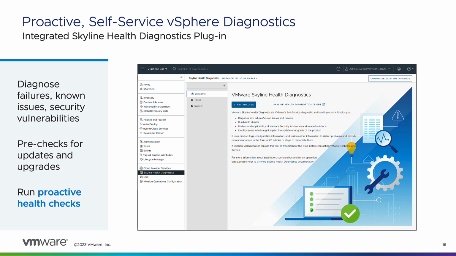So Skyline is a great and powerful tool for customers to help diagnose any issues that might exist in their environment. It's constantly being fed an updated roster of KB articles and definitions to help identify any issues that might exist in an environment. Another powerful use of Skyline Health Diagnostics is being able to react to VMware security advisories. So as they're released, Skyline Health Diagnostics can inspect an environment and tell you whether or not you're actually vulnerable or applicable to any of the published security advisories.